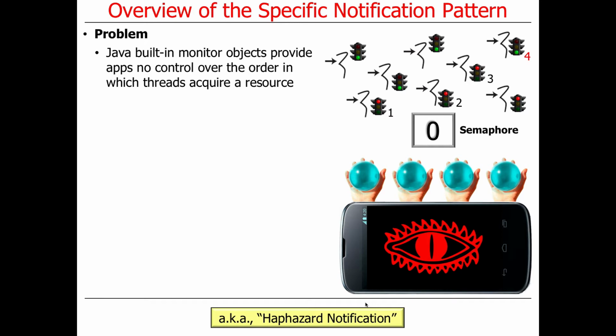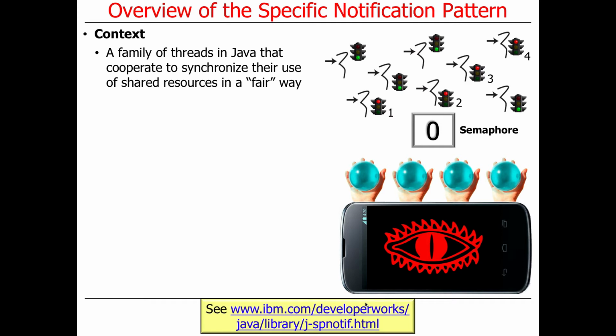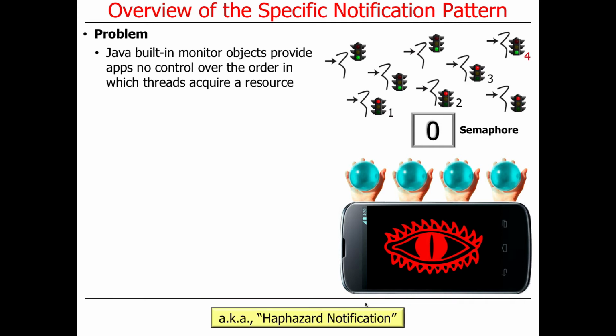So the problem here is that Java built-in monitor objects, as we've discussed, don't give you any built-in way to control the order in which threads acquire access to a shared resource. And that's because they support this thing called haphazard notification. So if you have a bunch of threads that are waiting to get access, that's sort of what we show here. We have a bunch of threads that are waiting, and let's say they're in order of 1, 2, 3, 4. Haphazard notification might say, well, we're just going to take the guy at the end and let the guy at the end go next, which isn't fair, right? Because the other ones have been waiting there longer.